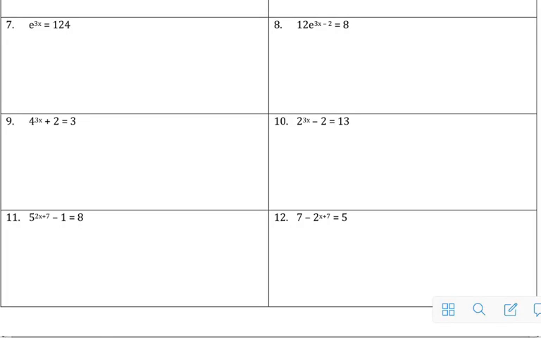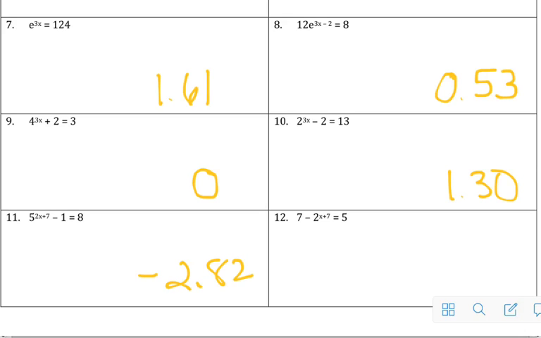Number 7, you should have a positive 1.61. Number 8 is 0.53. Number 9 is just 0. Number 10 is 1.30. Number 11 is negative 2.82. And number 12 is negative 6. So you have the answers, but more importantly, like I said, we need to make sure we know how to get them.